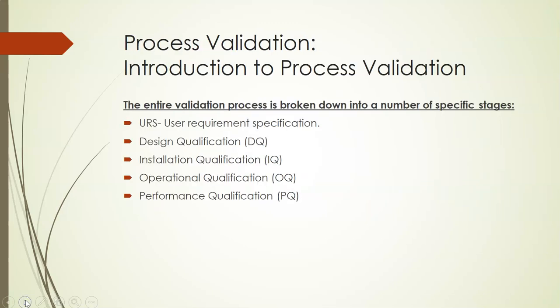The validation process can be broken into five specific stages. User requirement specification: what does the customer want from the product, which will have an impact on the process? Design qualification creates the overall qualification for a particular process. For example, if your process is within a clean room environment, one needs to include the validation of the clean room in the overall design of the validation process.